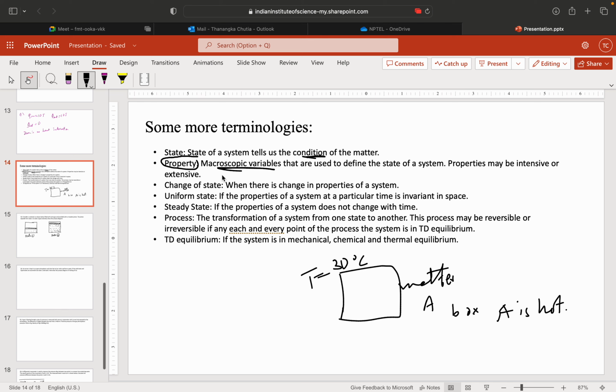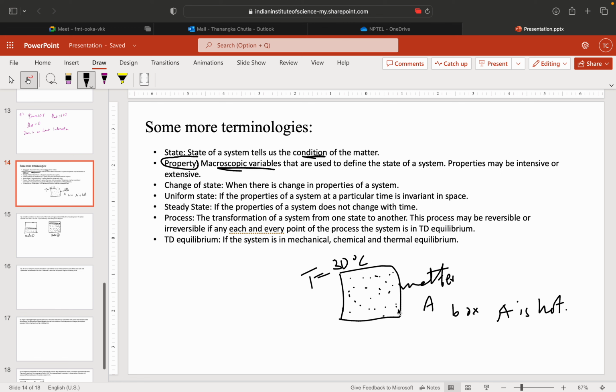Macroscopic variables, because this thermodynamics, this approach that you will be studying in engineering thermodynamics, is basically a macroscopic approach. It means that suppose this temperature is 30 degrees Celsius, it directly assumes that each and every point of this box is 30 degrees Celsius. Now you may have a question: sir, it is not at all possible that at each and every point this is at 30 degrees Celsius.